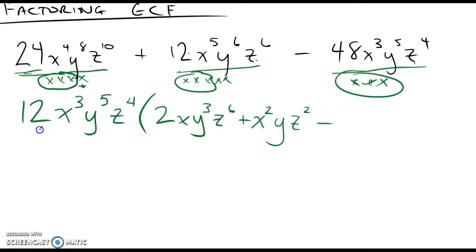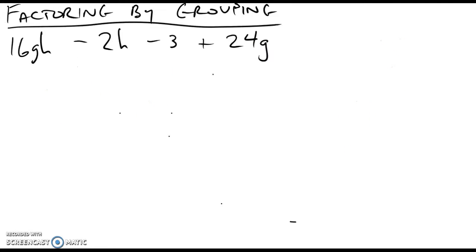And we took out a 12, so 48 divided by 12 is 4. And we already took out all 3 x's, so we're not going to write them. We took out all 5 y's, so we're not going to write them. We took out all 4 z's, so we're not going to write them. We're done. Let's look at this next one, factoring by grouping.